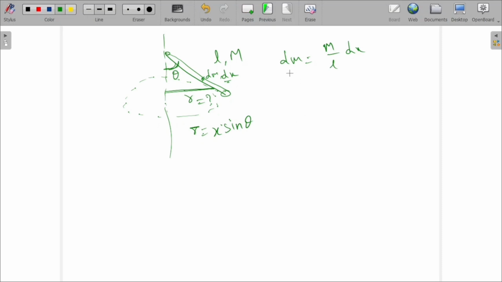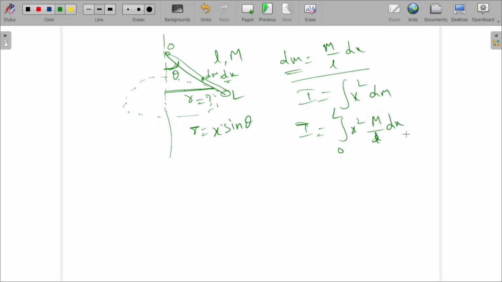Okay, generally we are finding dm, right? Now I equal to integral x square dm. So I equal to integral from where to where? From 0 to length L. Here x square into dm, and dm means m by L dx. Clear?